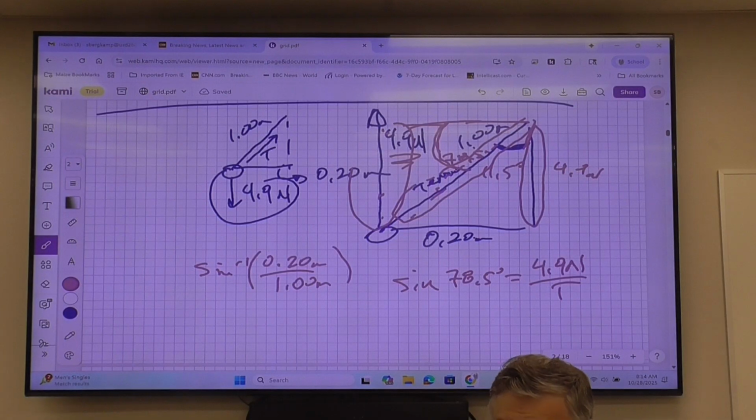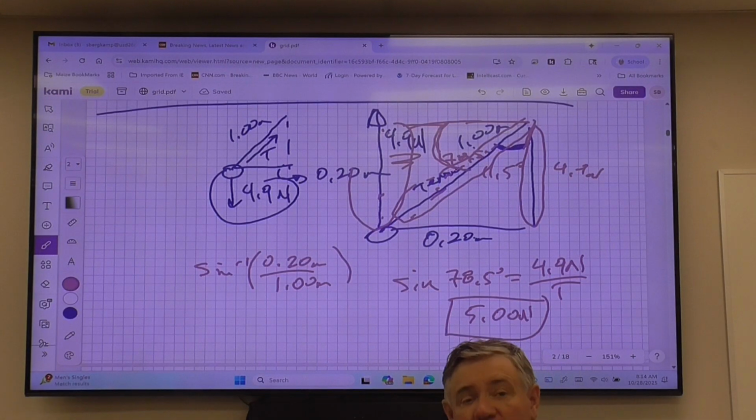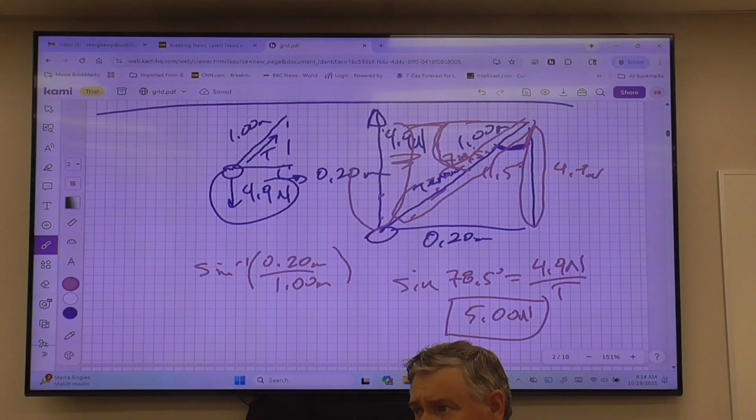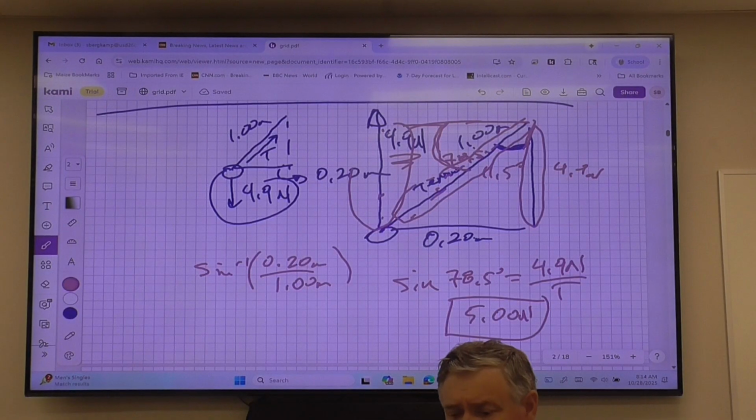5. 5, exactly? Pretty much. It's just 5.00 and some numbers. So, now that makes sense. Okay? It's a pretty shallow angle, so the hypotenuse isn't going to be that much bigger than 4.9. Okay? Cool. Now I have the tension. Nice.